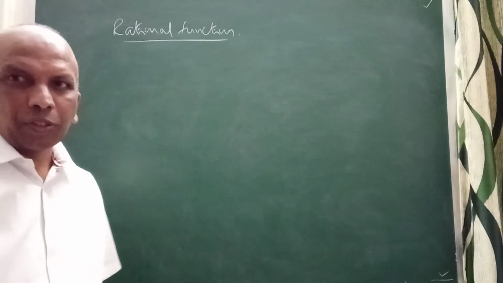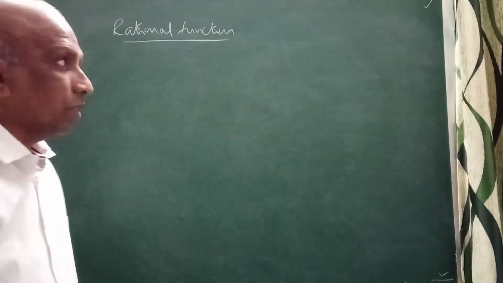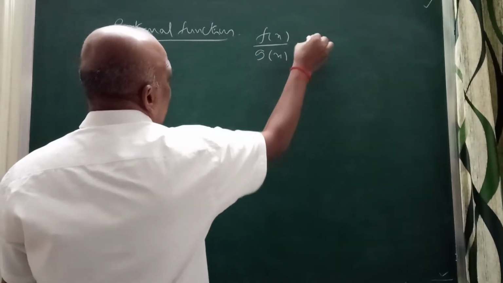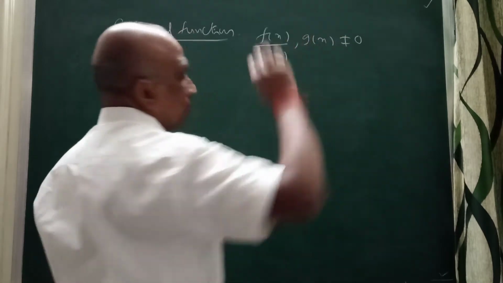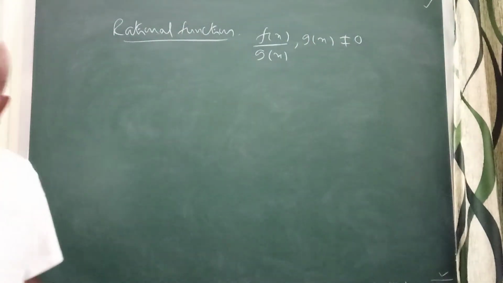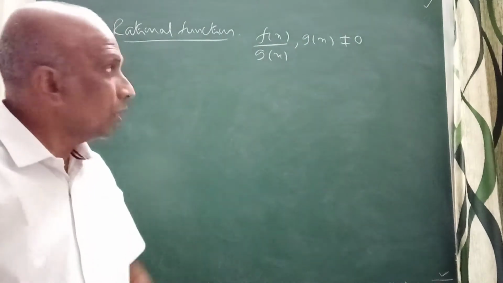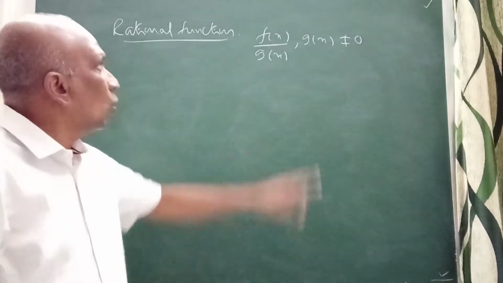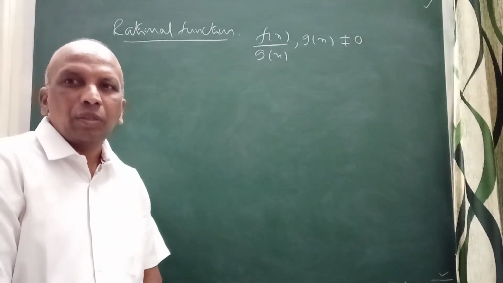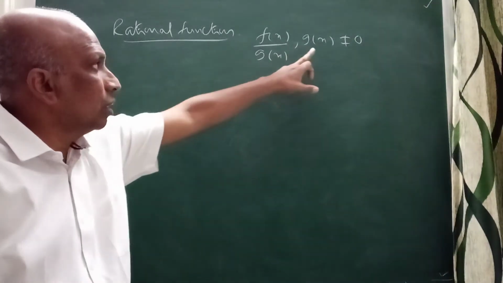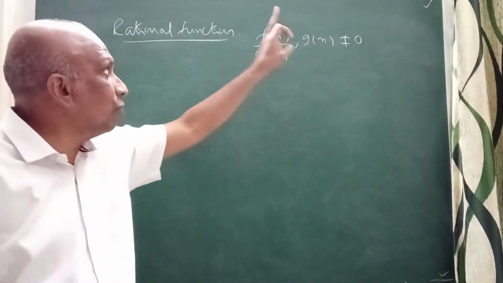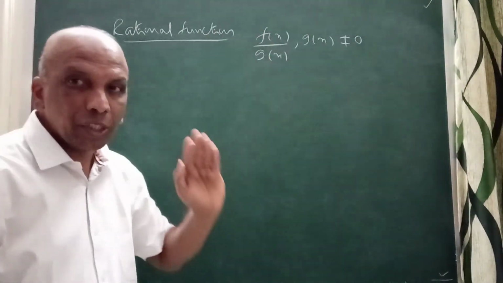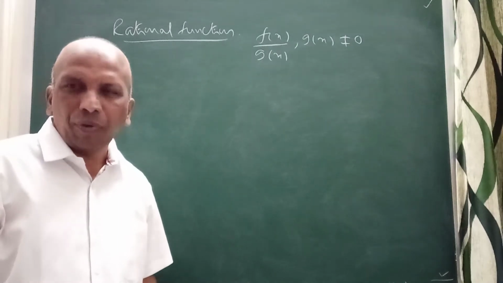What is the meaning of rational function? The functions of the type f of x by g of x, g of x not equal to 0, where f of x and g of x are polynomials defined in its domain, is called a rational function.